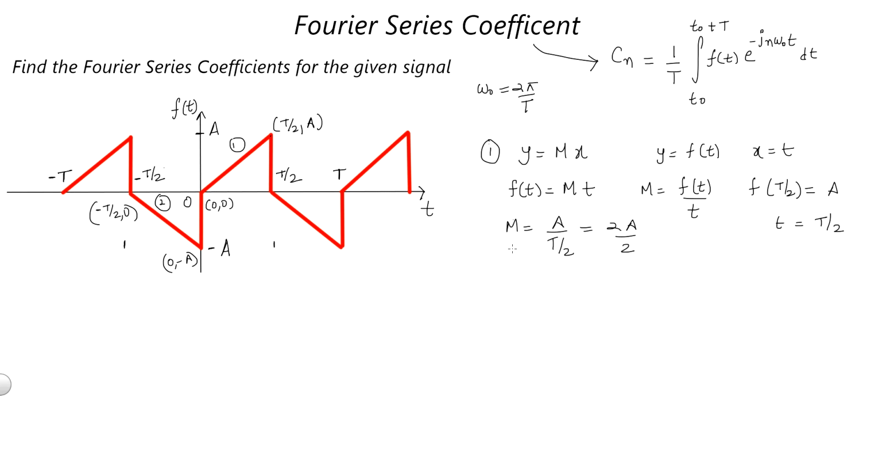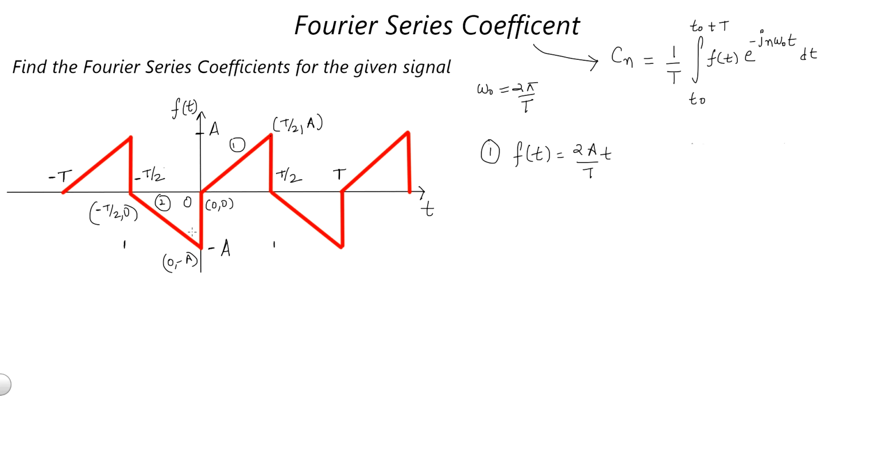So the equation of the first part is f of t equal to 2A by capital T into small t. This equation is evaluated by substituting this point in the equation f of t equals m into t.